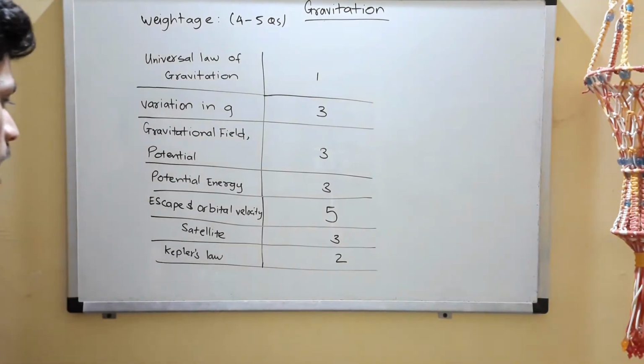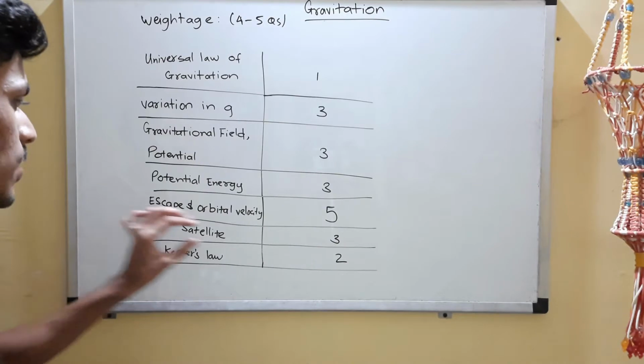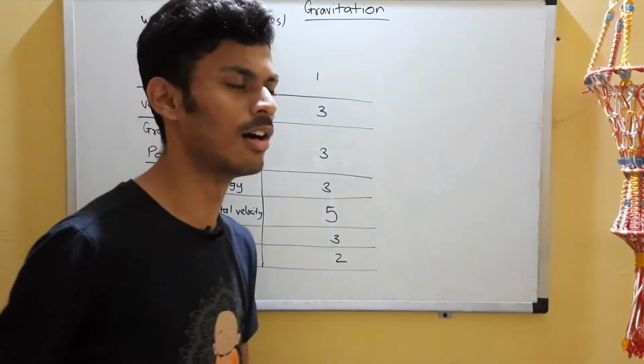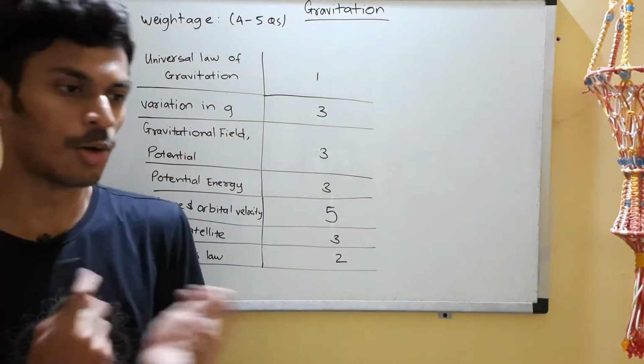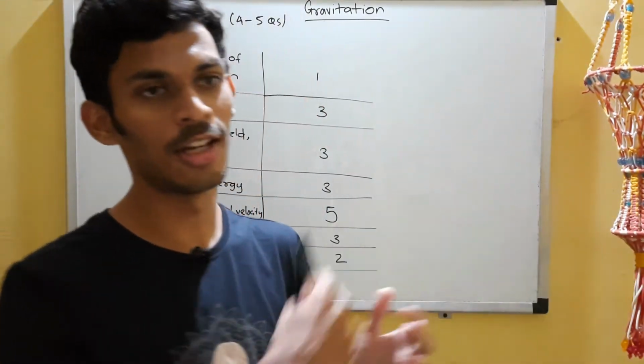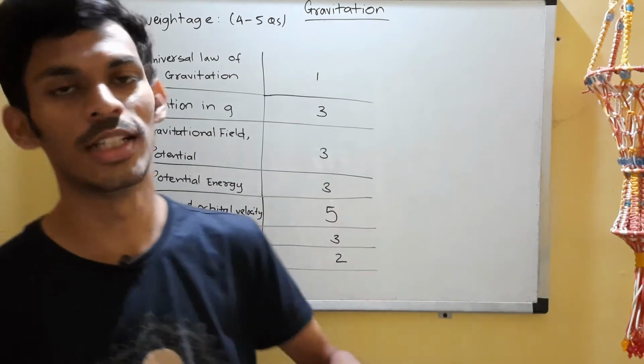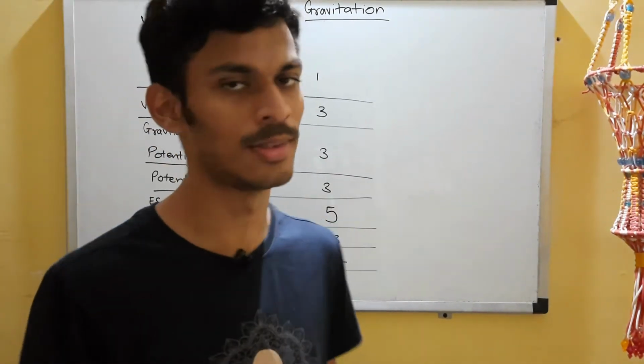And then we have questions being asked on satellite. From satellite, again 3 questions. So questions based on the orbital velocity of a satellite maybe, or the total energy of a satellite in a particular orbit, or the energy required to move a satellite from this orbit to that orbit. So that kind of questions.